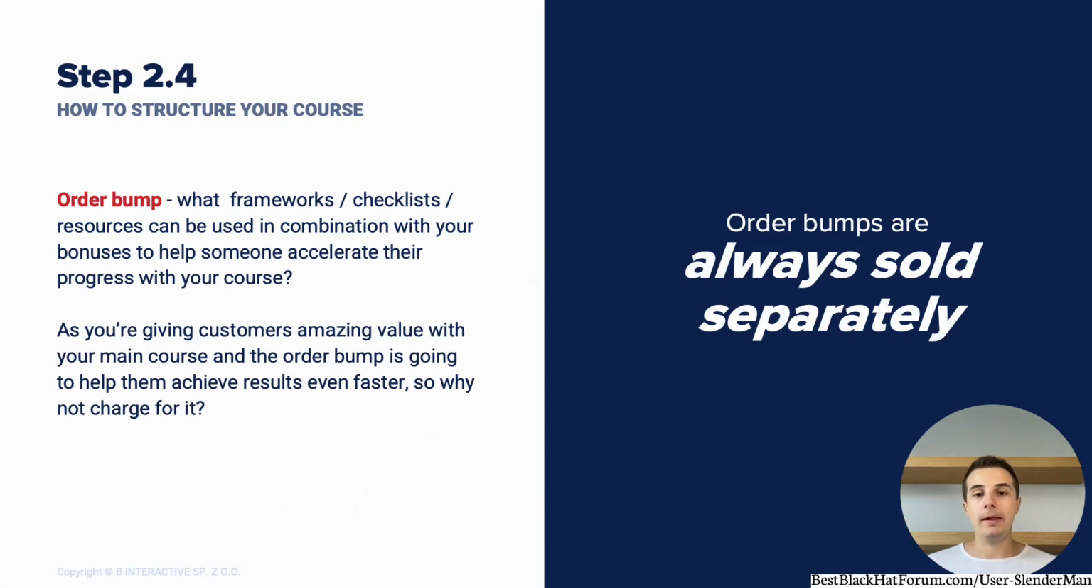So with your order bump, you want to think about what are some of the frameworks, checklists, or resources that can be used in combination with your bonuses and with your main course to help someone accelerate their progress. And order bumps are always sold separately. You don't include them in your main program. And you're charging for them because you're giving them amazing value with your main course, and your order bump is going to help them achieve even better results or achieve results even faster. So you can totally charge for it because it's worth it. It's valuable to the customer, right?